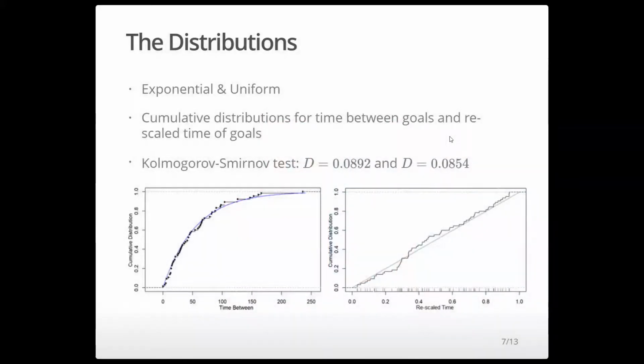As mentioned before, we also wanted to verify the fit between our data and two other distributions. They are exponential and uniform. So we plotted the empirical distribution of the data and the cumulative distribution of the reference distributions. Here we have one for time between goals and exponential. And here we have rescaled time of goals and the cumulative distribution for the uniform distribution.